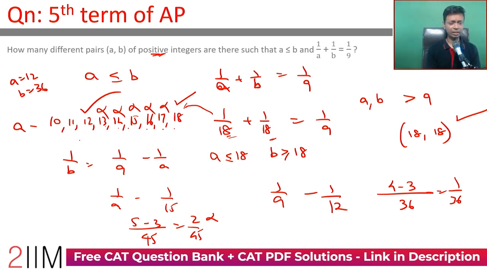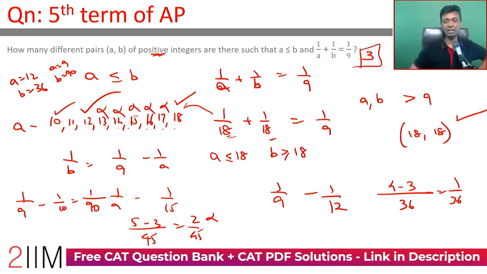Doesn't work. 10: 1 by 9 minus 1 by 10 is 10 minus 1, over 90. That can work. 10 works. A equal to 9, B equal to 90 works. So 18, 18 works, 12, 36 works, 9, 90 works. Nothing else can work. A cannot be 9 with B being infinity, that's not possible. So 3 pairs work. So, wonderful question, tough question.